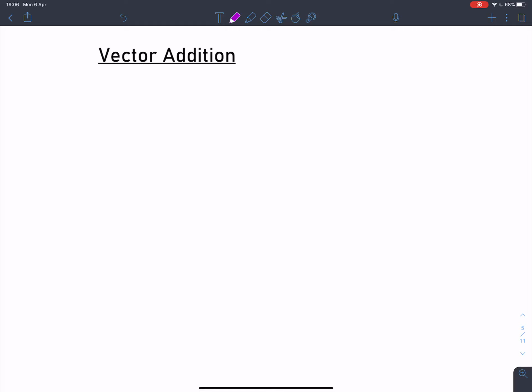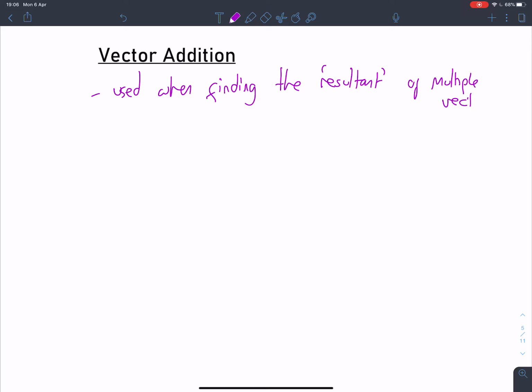So we're going to talk a bit about the maths of it, but firstly I wanted to give you a bit of context. So typically we use this when we're finding the resultant of multiple vectors. What do we mean by that? So you may have heard people talking about the resultant force.